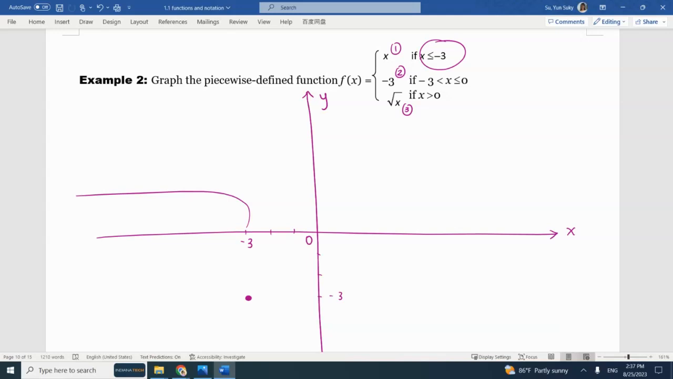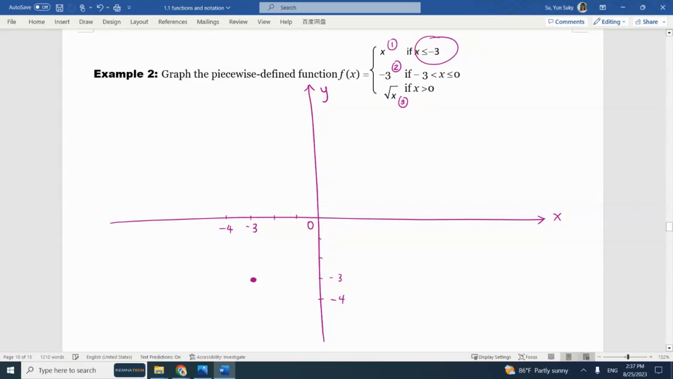We need more points. So give me another number you want to plug in. Negative 4. Right? So we can plug in negative 4. And look at the formula. If you see a linear function, you know it's a line. And 2 points can fix a line, right? X is negative 4, so that means the y is also negative 4, right? So negative 4 here. And now you can connect them. This is the first piece.